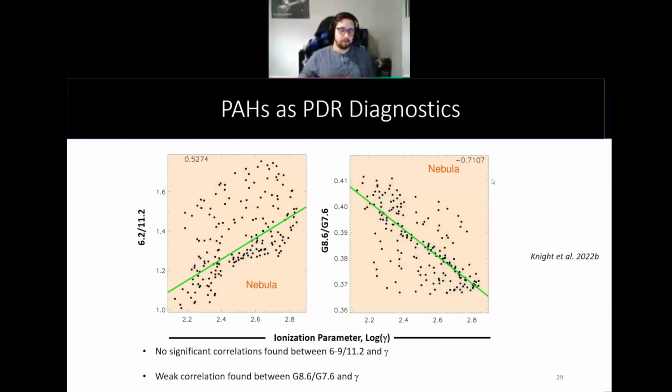Unexpectedly, we didn't find any strong relations between the ionization parameter and any kind of PAH ratios, as was found by Galliano et al. in 2008, with the exception of a weak correlation found between G8.6 and G7.6 and gamma. But I would take this with a grain of salt because we cover such a small range within this ratio. So more work needs to be done in constraining this relation.